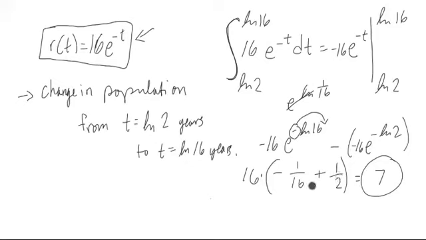And adding these fractions, this one is like 8/16. Subtract 1/16 gives you 7/16. Multiply by 16 will leave you with 7. So it looks like the population has grown from this point to this point. It's grown by about 7.